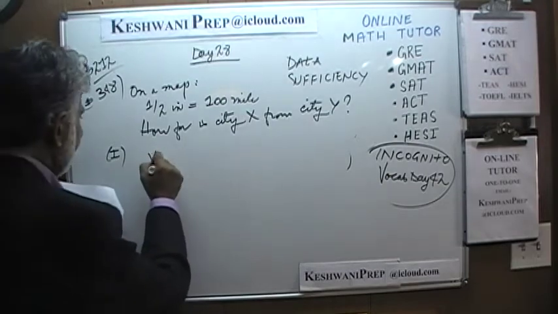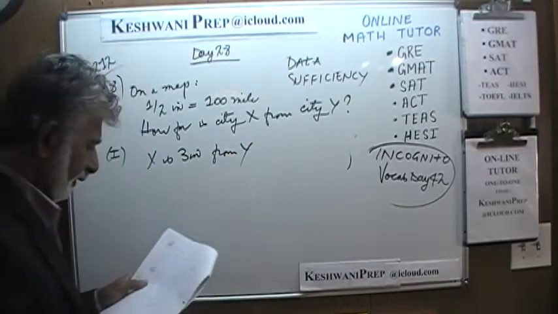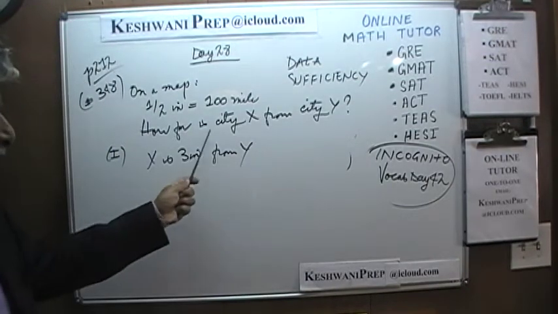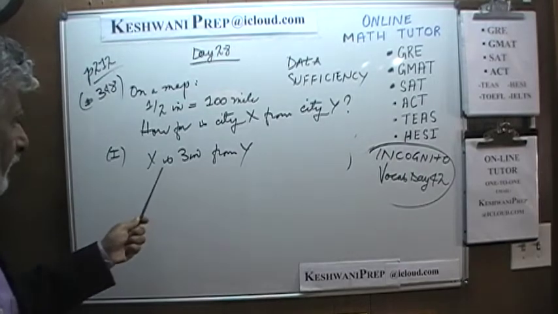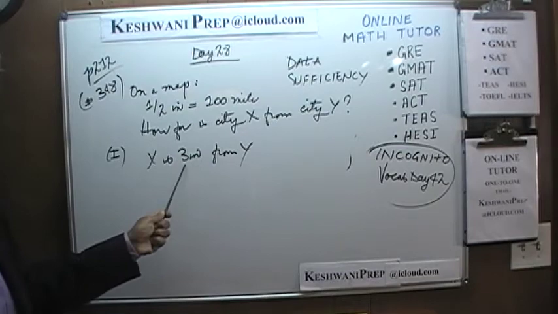The first statement tells us that X is 3 inches from Y. Well, that's enough. If X is 3 inches from Y, that's more than enough to figure out how far X is from Y in reality. Every half inch is 100 miles, which means every 1 inch is 200 miles, so 3 inches will be 600 miles.